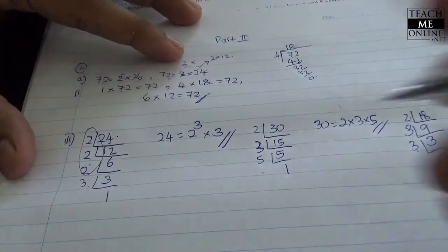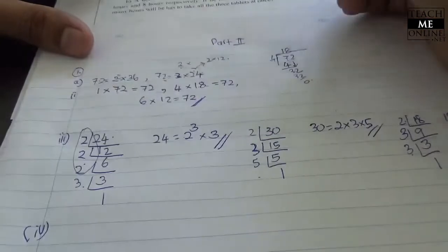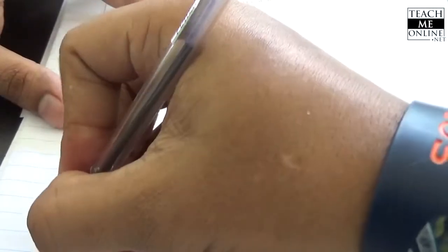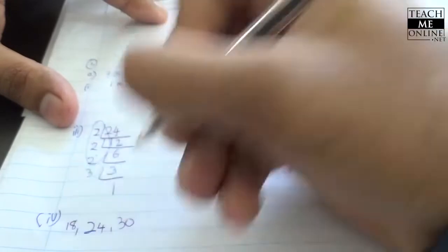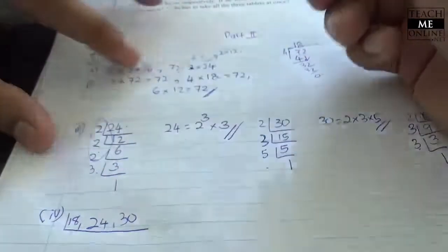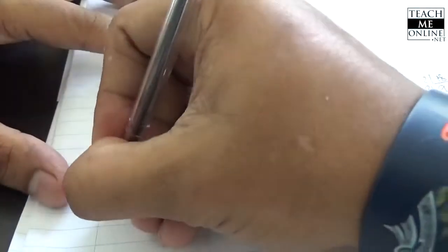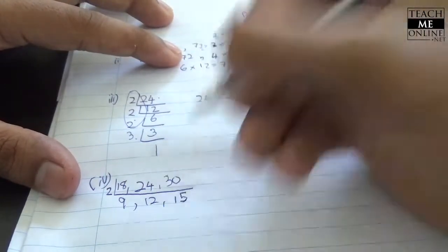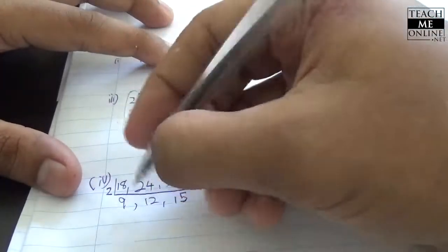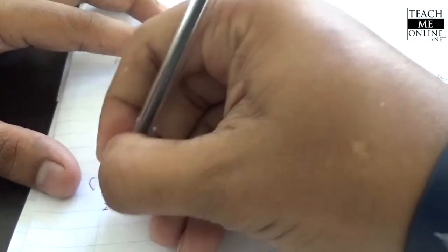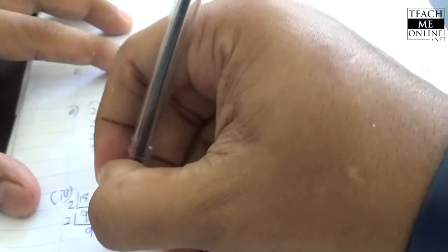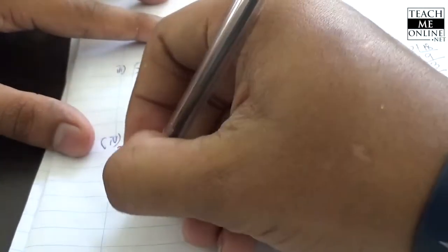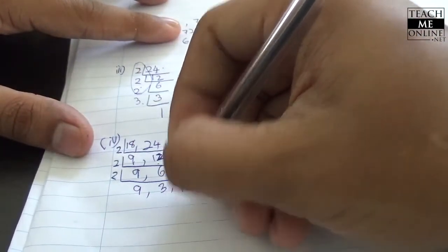Part 4. Find the least common multiple of those three numbers: 18, 24 and 30. To do that, I write 18, 24 and 30 and start dividing first by 2, because all are even numbers. I get 9, 12 and 15. Then I can divide 12 by 2. Others I cannot divide by 2. So 9, 6, 15. Then again I can divide that 6 by 2, but others I can't, so I leave them as they are. 6 by 2 is 3.